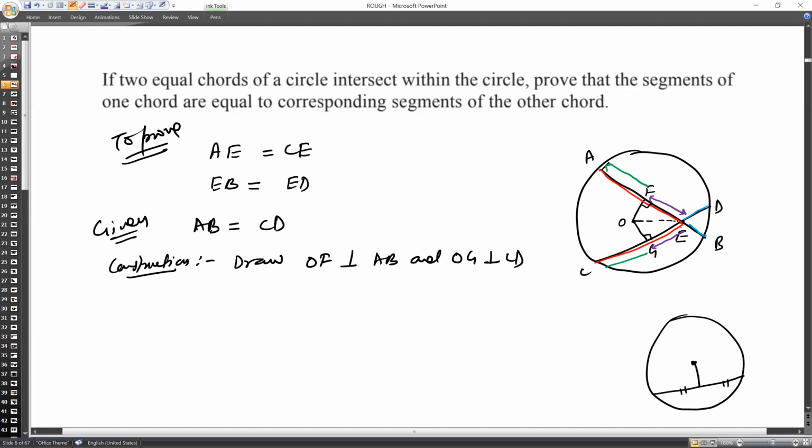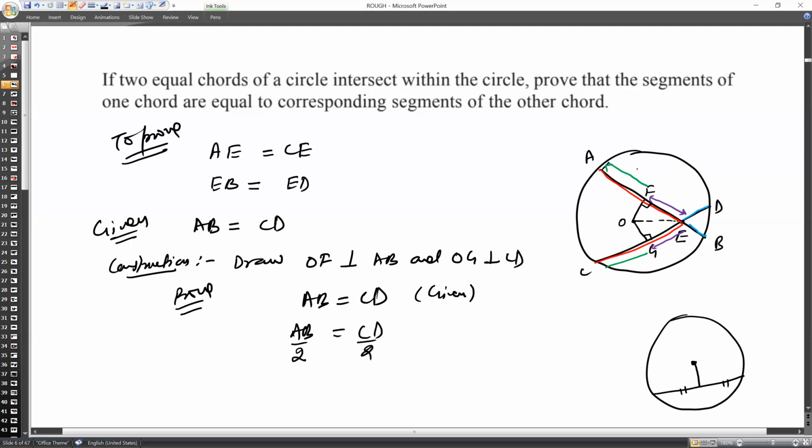So how can you prove it? First of all, you need to prove that AF is equal to GE. How can you prove this one? This is very simple. You will take AB is equal to CD. Why? The reason is that it is given to you. So half of AB will also be equal to half of CD.